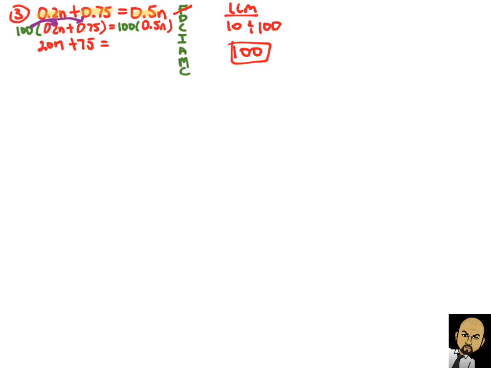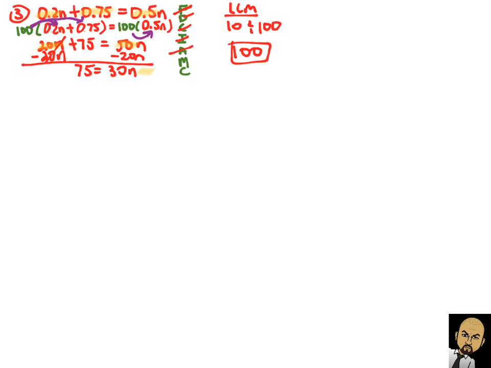On the other side, you end up with 100 times 5/10 n. Because we're multiplying by 100, you're going to move the decimal over to the right 2 places. If you move it over 1 place, you end up with 5. And if you move it over another place, you end up with 50. And so 100 times 5/10 n is 50n. So now, no distributive property, no collect like terms. We have to isolate the variable term. Let's get rid of the smallest one, which in this case is 20n, by subtracting 20n from both sides. 20n minus 20n equals 0. So you end up with positive 75 on the left, and 50n minus 20n equals 30n.